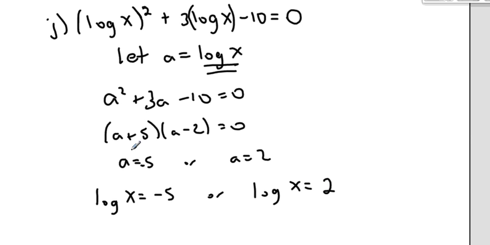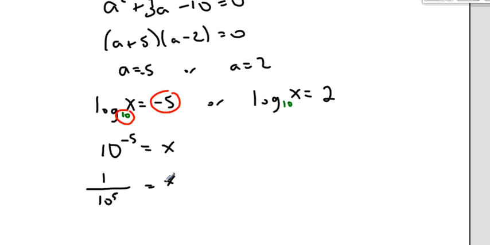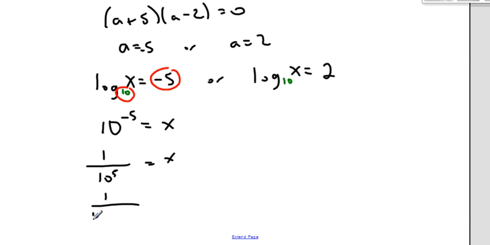So keep in mind that these are base 10s because you don't see anything else. And so in both cases, I have base and exponent. So if I rewrite this, it becomes 10 to the exponent -5 equals x, which is 1 over 10 to the 5, which is 1 over a lot. 1, 2, 3, 4, 5. Yeah, 1 over 100,000. And over here, again, I have the base and the exponent. So if I rewrite this, it says 10 to the exponent 2 equals x, so x equals 100.